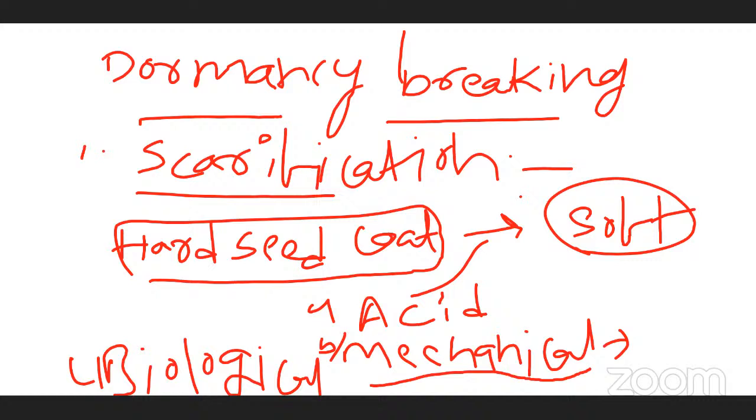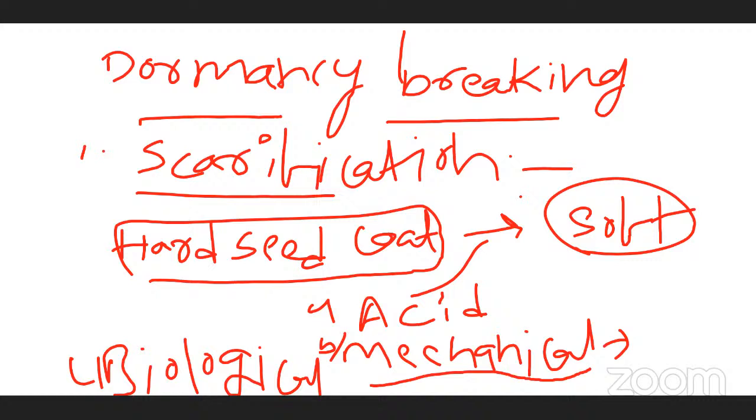The only reason under the dormancy period is the hard seed coat. If you utilize acids, the hard seed coats become soft. In mechanical scarification, if you use sand, due to the rubbing nature, it becomes soft. Biologically, if any animal or bird eats the fruits, the seeds automatically become soft.